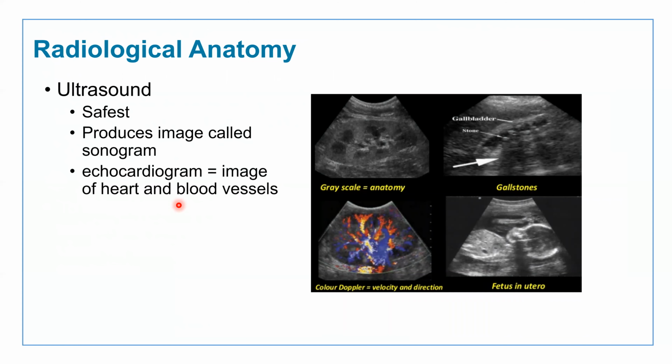Ultrasound. Ultrasound is the safest. It produces an image that is called a sonogram. So here you can see sonograms of the uterus, uterus over here. And echocardiogram is also an image, it's an image of the heart and blood vessels using ultrasound. And ultrasound is sound with very high frequency sound waves.